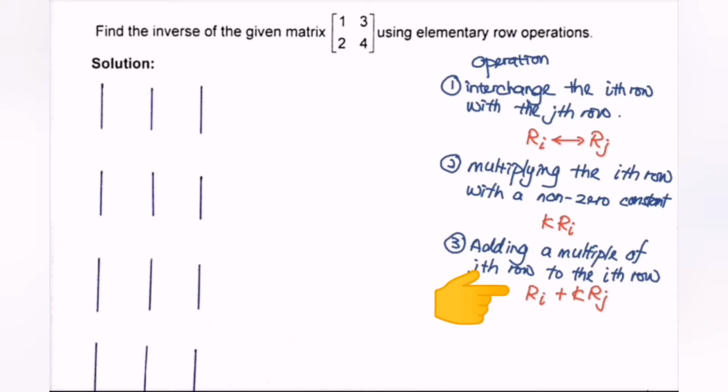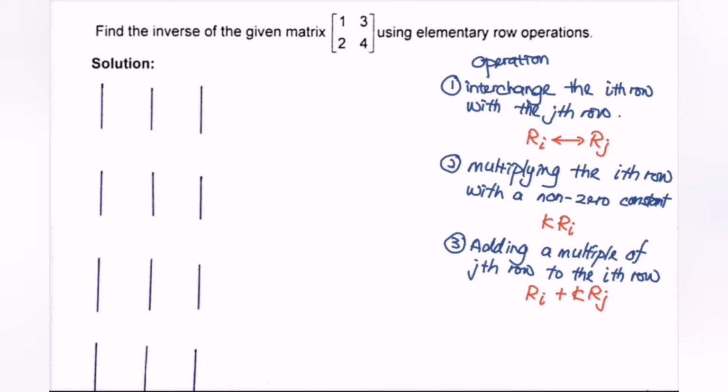Number 3, adding a multiple of the j row to the i row. Here we mention that we add something multiplied with the j row. So it refers to the formula where we have k multiplied with the element r sub j, added to the i row, where we have r sub i.